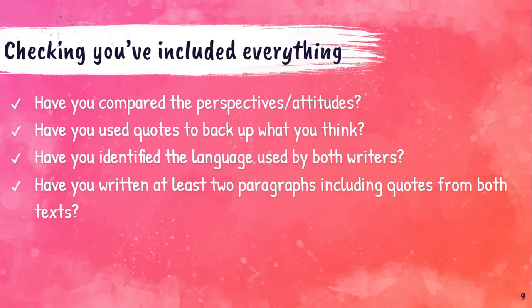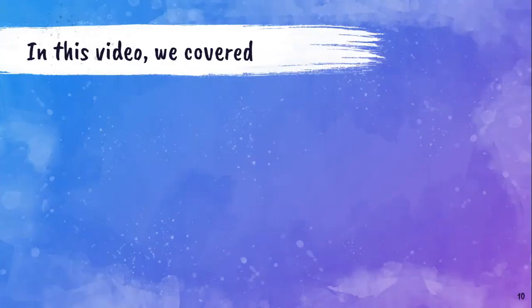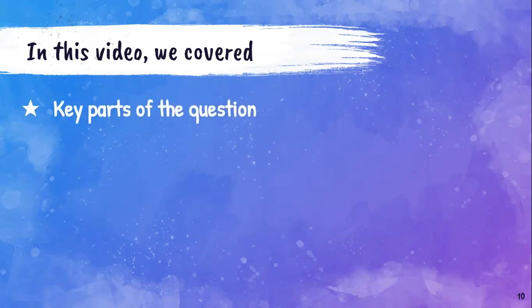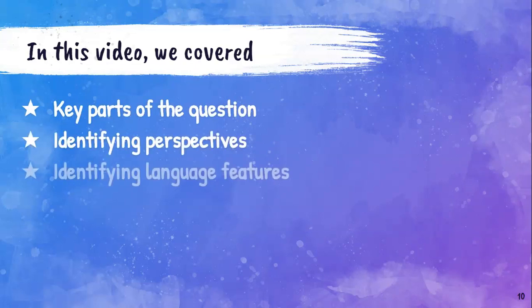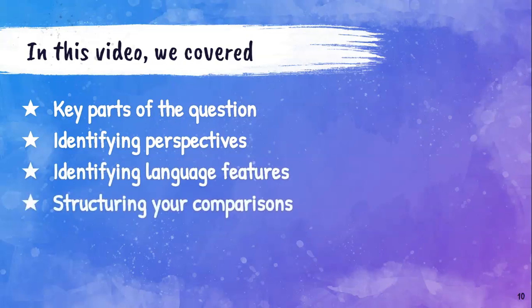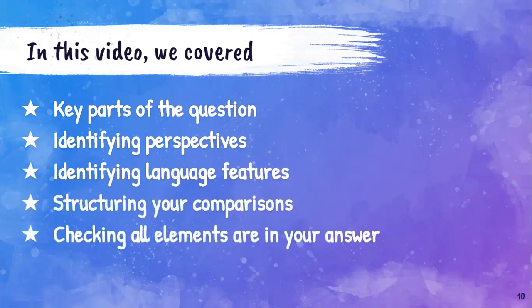Come back to this video and pause it on here so you can see if you've included all those things, okay? So I'm hoping that helps with question 4 on paper 2. We've looked at the key parts of the question, how to identify perspectives in a text, how to identify the relevant language features, how to structure your answer, and a checklist to make sure elements are all there.